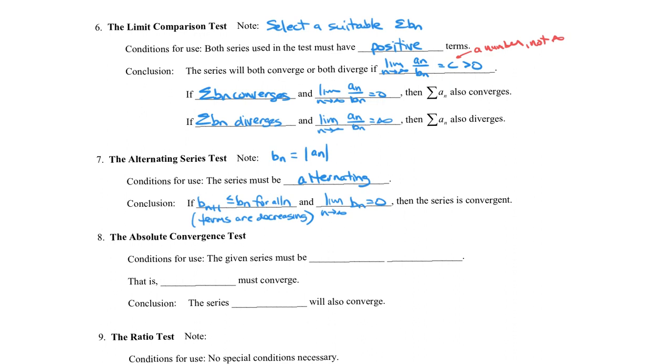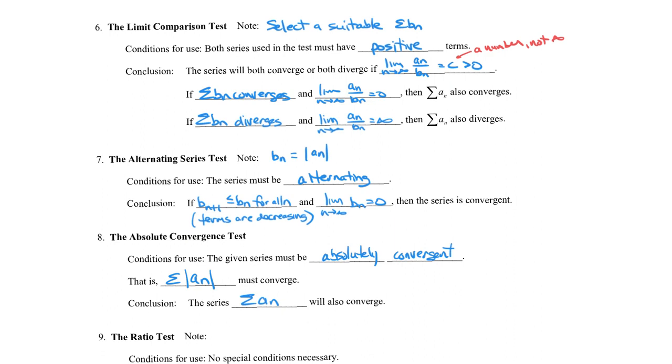Okay, then the absolute convergence test. This is not one that I spend a lot of time on. It is covered in the book, though. So conditions for use: the given series must be absolutely convergent. That is, the series a sub n wrapped up in absolute values must converge. The conclusion is the series a sub n will also converge.